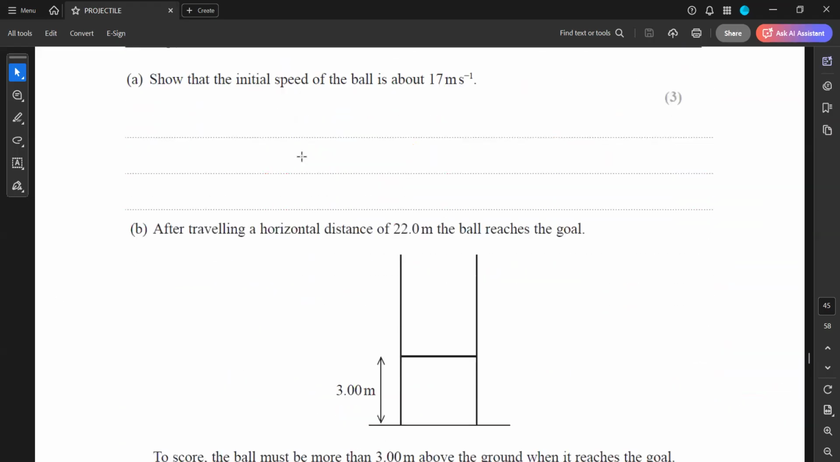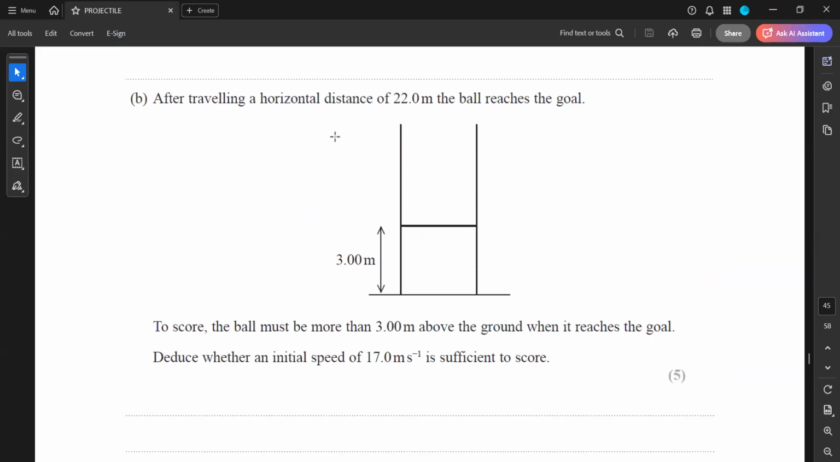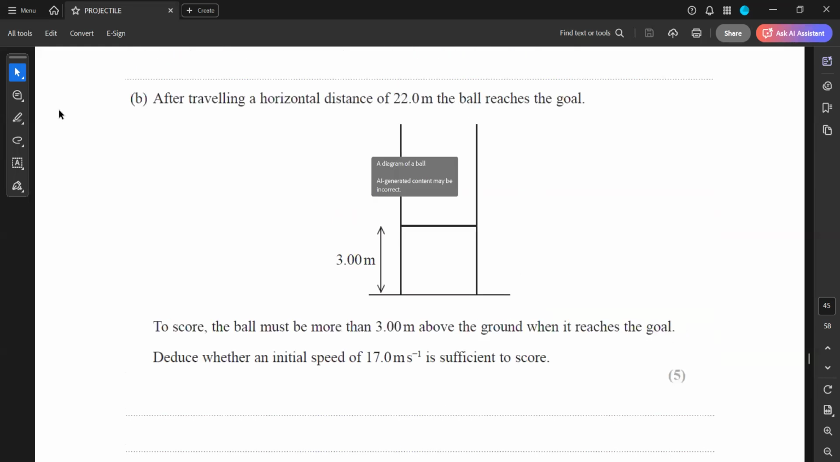The next part: after traveling a horizontal distance of 22 meters, the ball reaches the goal, which is 3 meters above the ground. To score, the ball must be more than 3 meters above the ground. Like if you have seen rugby, when a player kicks the ball, it should cross above the bar, not below. And the bar is 3 meters high between the two parallel poles. So deduce whether the initial velocity of 17 meters per second is sufficient to score.